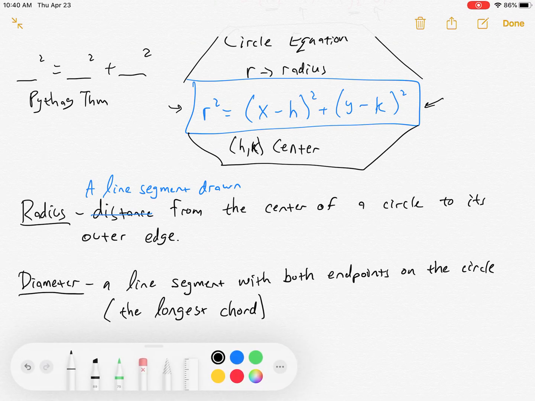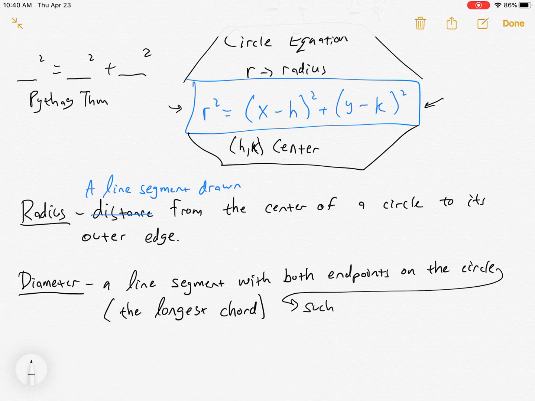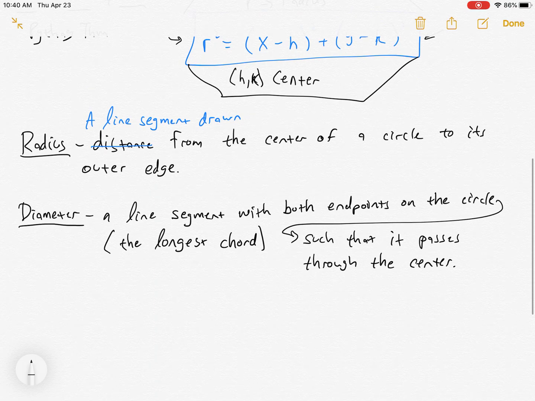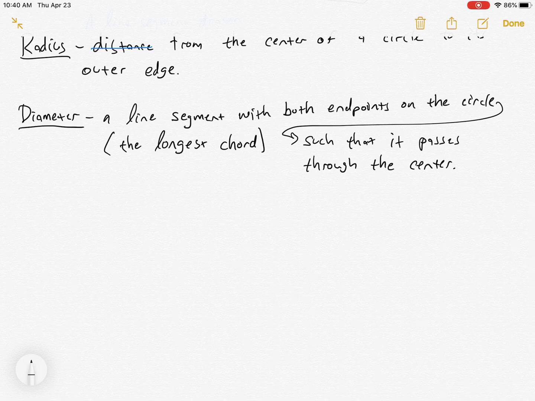And I missed something very foundational. A line segment with both endpoints on the circle such that it passes through the center. That's also important, otherwise it's just a chord. If you read the beginning of the definition, you think, oh, I mean chord. So I probably should write my definitions out in advance. Sorry about that, but you got to see it kind of developed. But we've already probably talked about those.